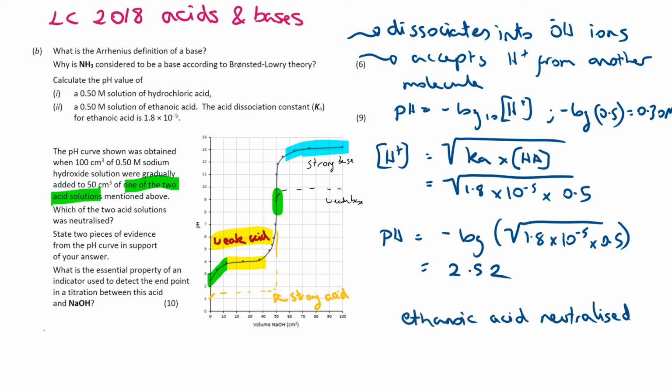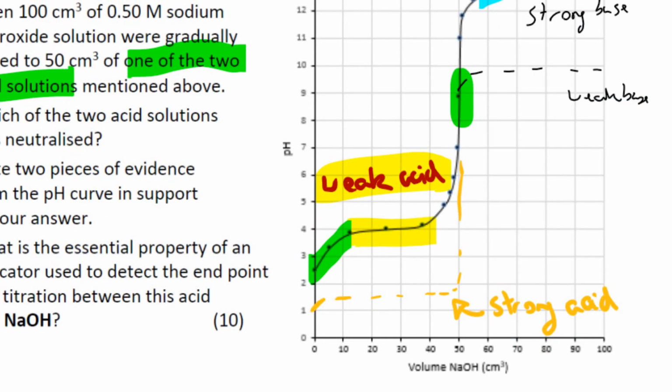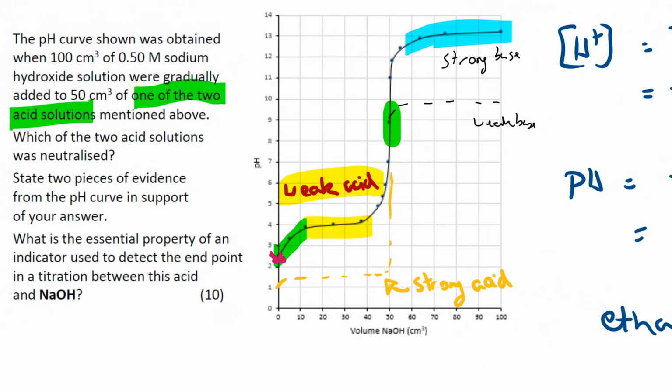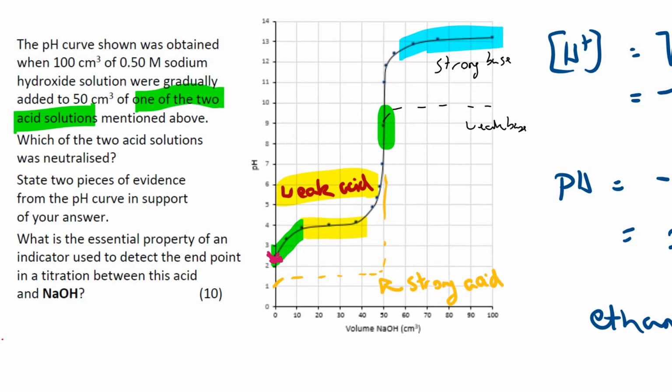Give 2 pieces of evidence from the pH curve to support your answer. Okay, the 2 pieces of evidence. One, we know this starts at around a pH of 2.5. So the initial pH of 2.5 indicates that it's a weak acid to start with. Another point would be that most of the vertical section here is above pH 7. It's not that it started down here, as it would if it was a strong acid. So there are two pieces of evidence: our starting point is 2.5, and the fact that a lot of the vertical section is above 7 there.